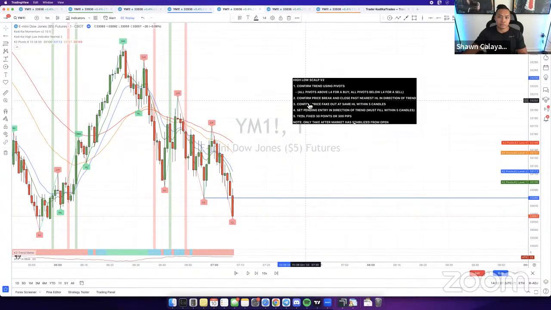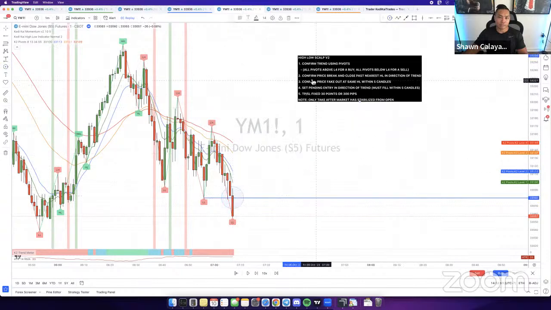Step 2, confirm price breaking close past the nearest high low in the direction of the trend. So right here we have a lower low. Doesn't matter if it's a high low or a lower low. It just has to be any type of high low. You can see that this candle right here breaks and closes past the high low, right? So that's going to be step 2. Step 1 is met, it's bearish. Step 2, price broken close right here.